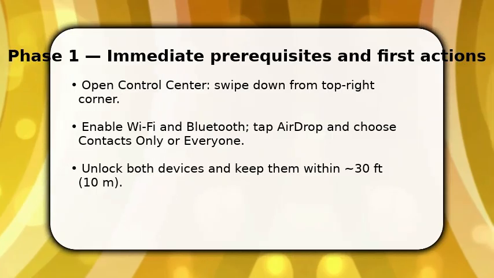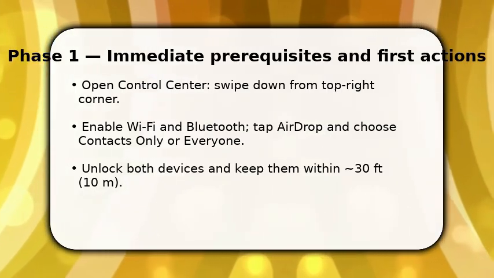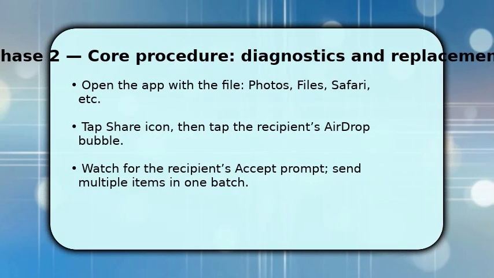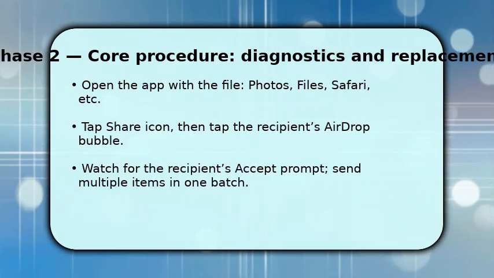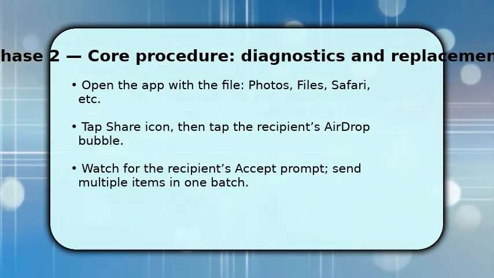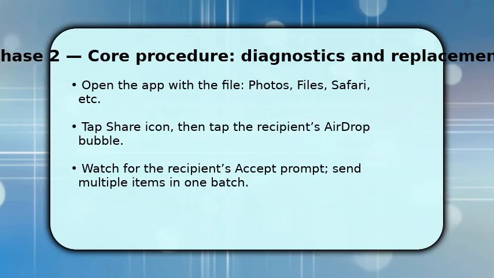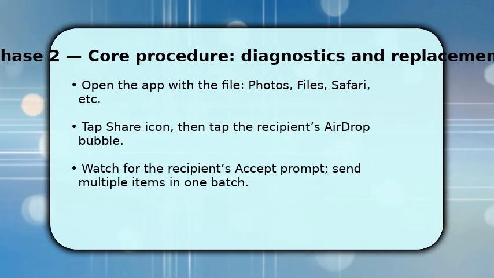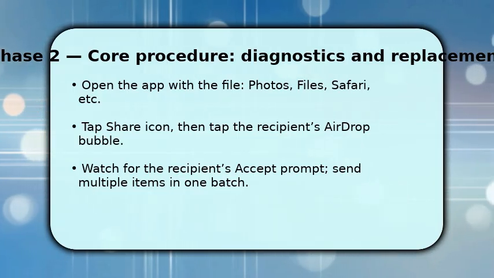Now position devices close together, about arm's length, and move on to selecting the content you want to share. Next, open the app that holds your item. For photos, use Photos. For documents, use Files. Tap the Share icon, then look at the AirDrop row where nearby devices appear as bubbles. Tap the recipient's bubble to begin.